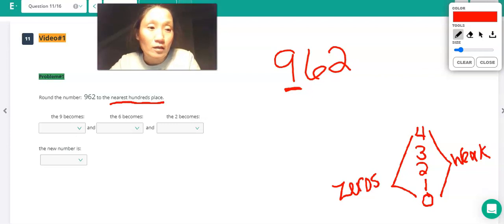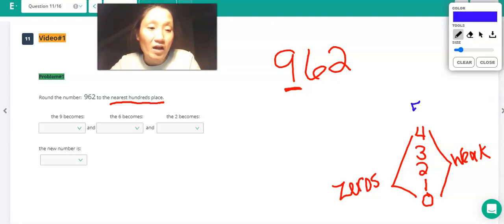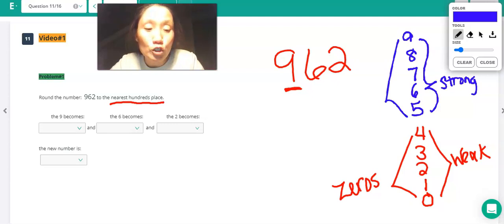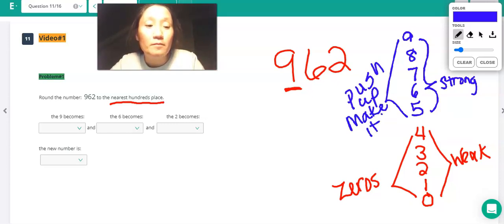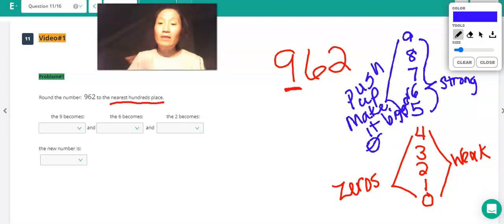Then you have the numbers 5, 6, 7, 8, and 9. These are strong numbers. They're strong. And those strong numbers, they will push up the number. They'll push it up, make it bigger, and then they leave. They become a zero. So they push the number up, make it a bigger number, and then they leave.